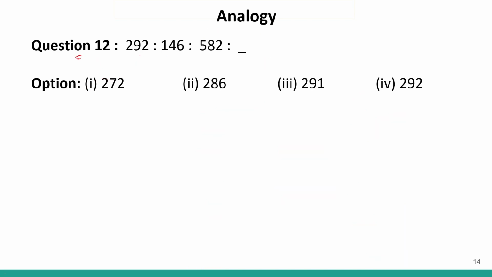We have 292, 146 and then 582. Correct? These are the numbers. Now, if you look at these numbers, 292 and 146. If I divide 292 by 2, how much will I get? 1. We will get 4. 1 will be carried. I will get 6. So, this is basically division by 2.